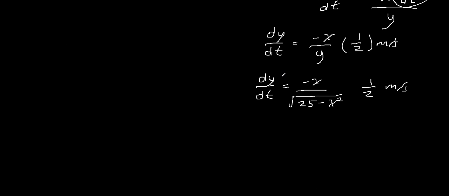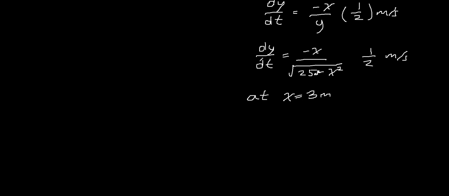And that's going to be negative x, well, x is equal to 3, right? Let's write that. At x equals 3 meters. This is meters squared. Yes, you can choose to do it with units or without units. I'm just doing it with units. If you want, I'll do it without units after.